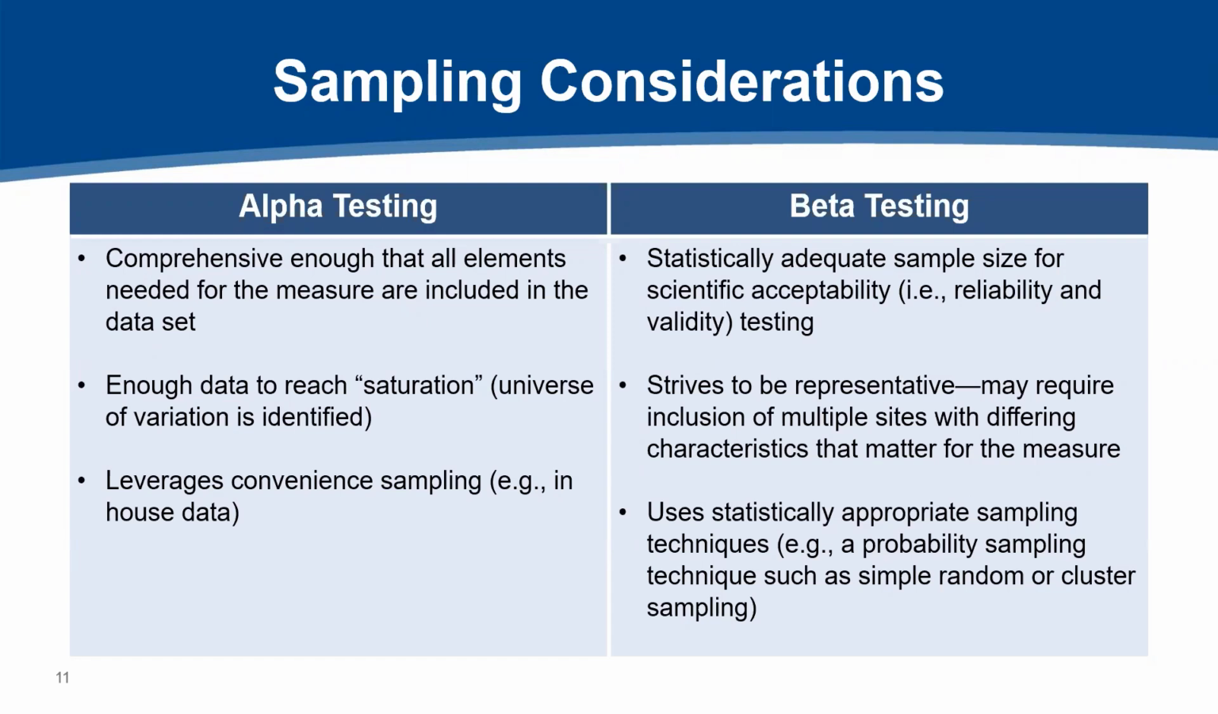Sampling for beta testing is a different story because beta testing is addressing a different set of questions. In beta testing, you'll want to obtain a statistically adequate sample size so that you can assess reliability and validity. You want the sample to be as representative as possible so that your findings are generalizable. So this may mean that you include multiple sites with differing characteristics. For example, you may want to include a mix of urban and rural sites, depending on what characteristics matter for your particular measure. In beta testing, you're looking to use sampling techniques that are statistically appropriate for the tests you plan to run. So, for example, you might elect to use a probability sampling technique, such as simple random or cluster sampling. Next slide, please.